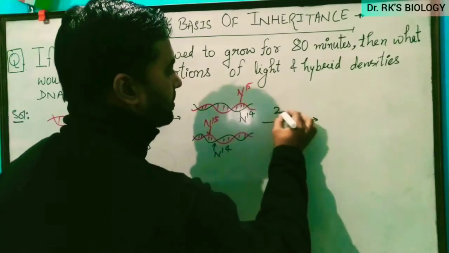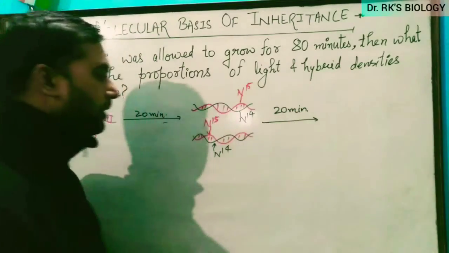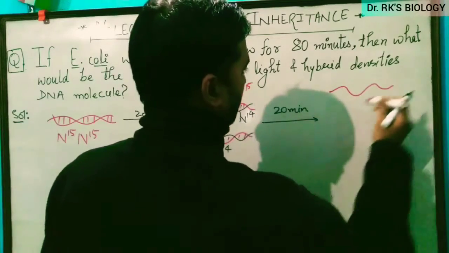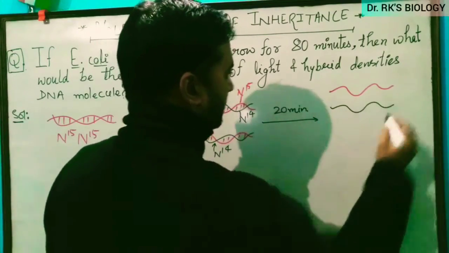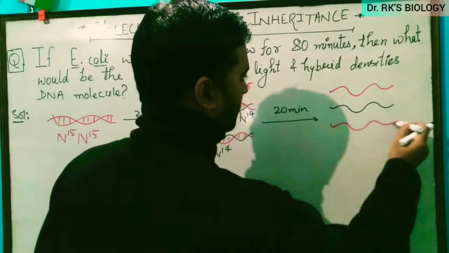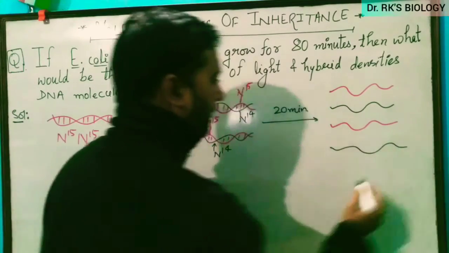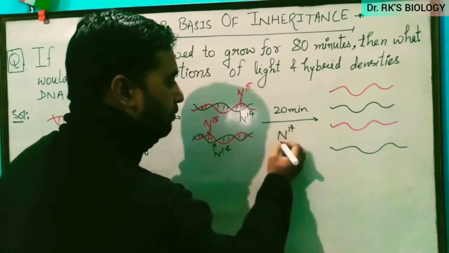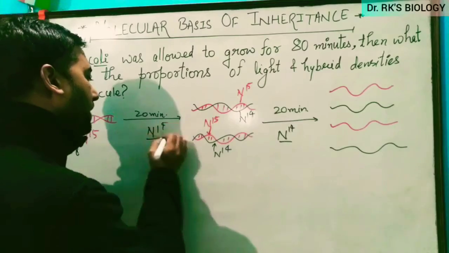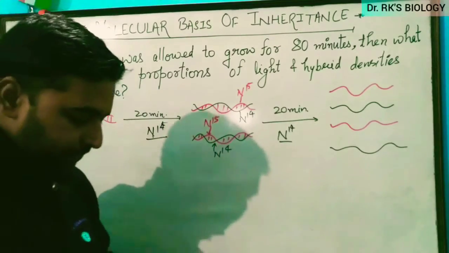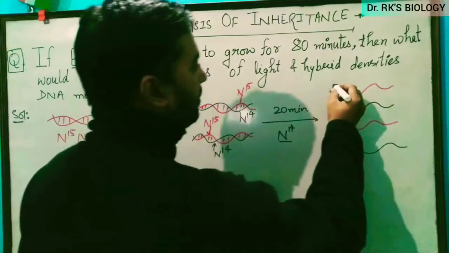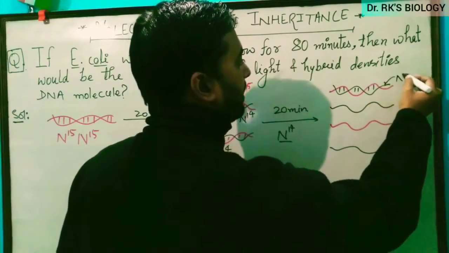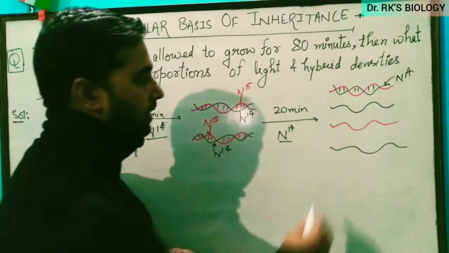Again after 20 minutes, we have 4 DNA molecules, one with a red and black strand, and again a red and a black. Here the nitrogen source, ammonium chloride, has N14. We now provide N14 as the source all the time, so the newly formed strand is again a black strand having N14, the lighter one.